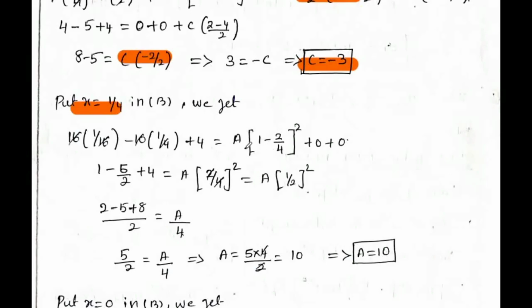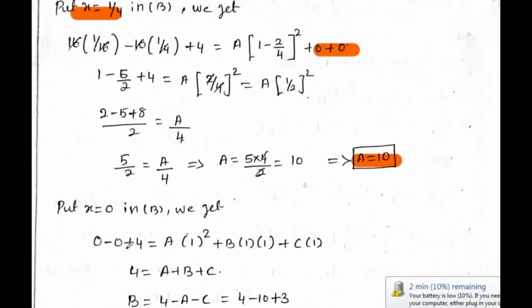If we substitute x equal to 1 by 4, then we get the left hand side as 16 into 1 by 16 minus 10 into 1 by 4 plus 4, equal to a into (1 minus 2 by 4) whole square, plus the remaining terms will be 0. So solving the equation, we get a equal to 10. Next, we substitute x equal to 0 in the b equation.